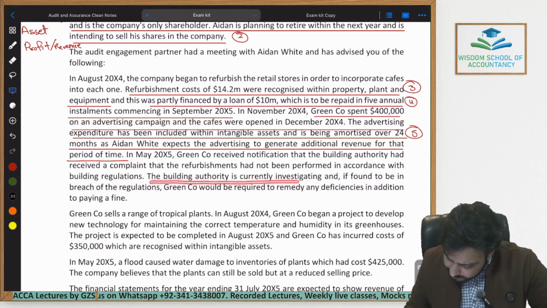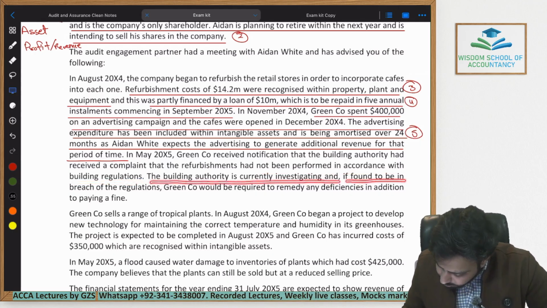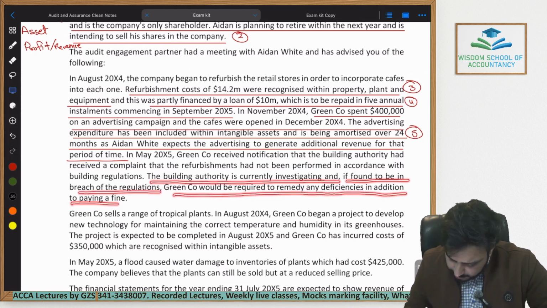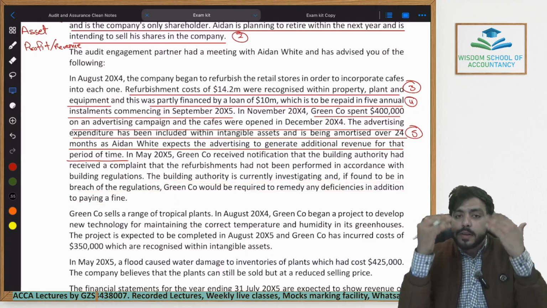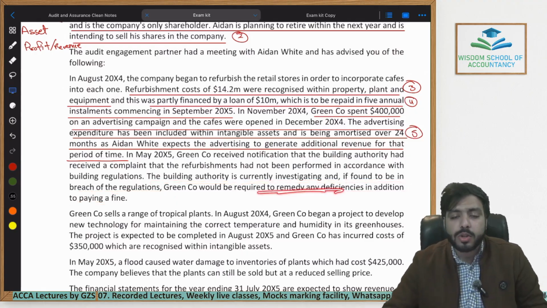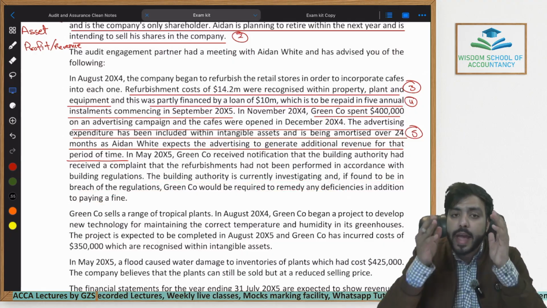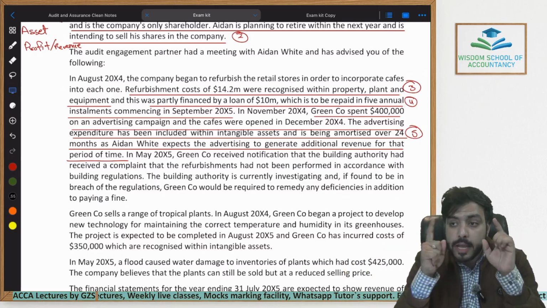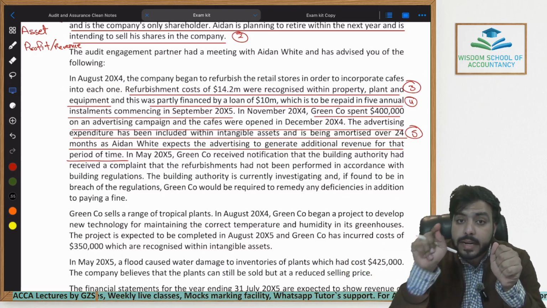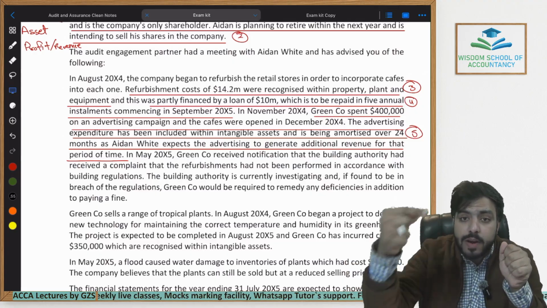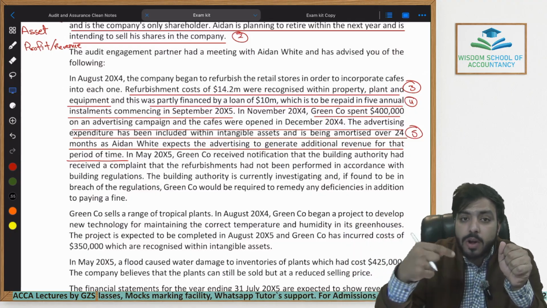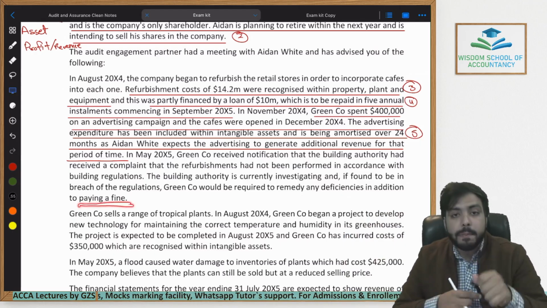The building authority is currently investigating, and if found to be in breach of regulations, Green Corporation would be required to remedy any deficiencies in addition to paying a fine. Remedy means if the building authority finds out that any errors have been made during the refurbishment of these shops, Green Corporation will have to correct them as well, incur extra cost to correct the errors they made while building, and they will also have to pay a fine to the building authorities.